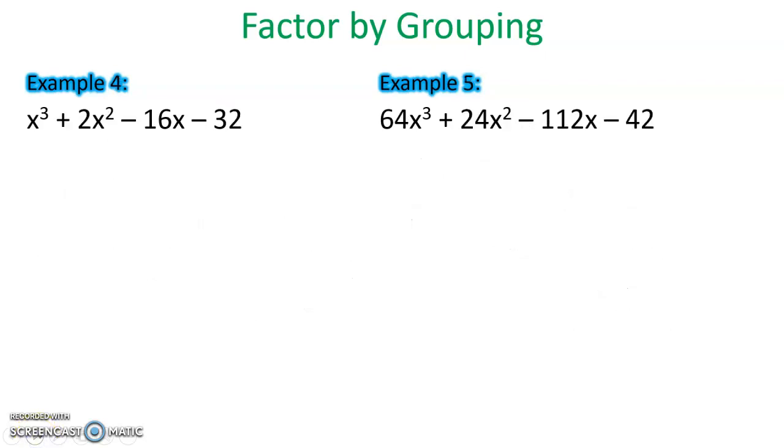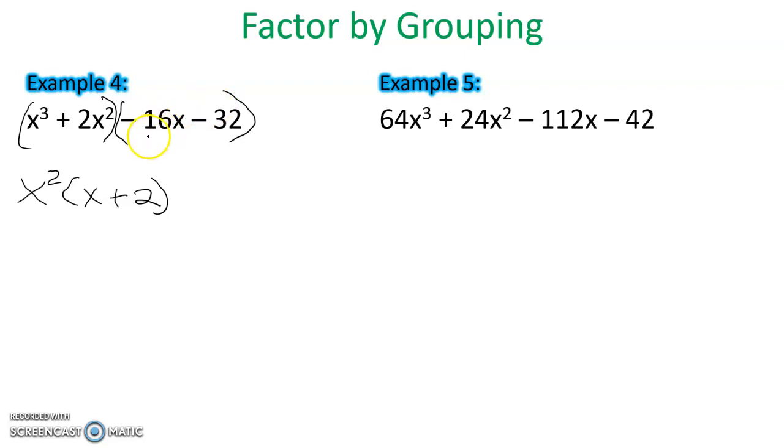All right, moving on to these ones right here. Example number 4. All righty, so start with my same thing here. I'm going to set my 2 parentheses, around the first 2 and around the last 2. With this one right here, there's no numbers to take out because it's 1 and 2, but I can take out an x squared. And I'm left with x plus 2 inside.